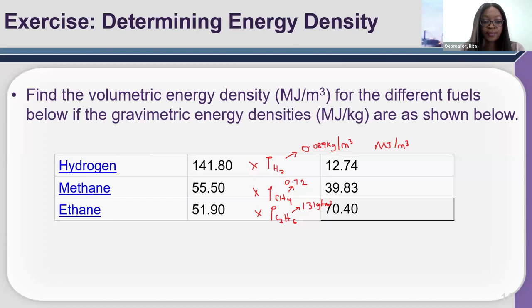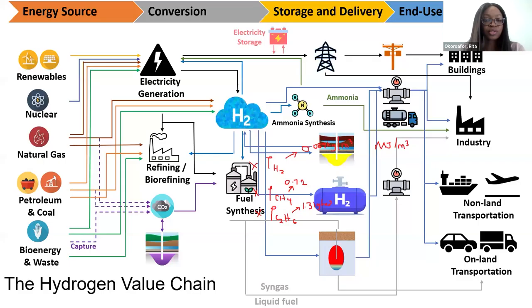Okay, so let's go into the overall value chain for hydrogen. Okay, so if the hydrogen is non-natural hydrogen, which is hydrogen that we found in the subsurface, then we would have to generate hydrogen from somewhere. So we can generate hydrogen from renewable energy sources, natural gas, fossil fuels, bioenergy. Okay, so that's the starting point for the hydrogen.